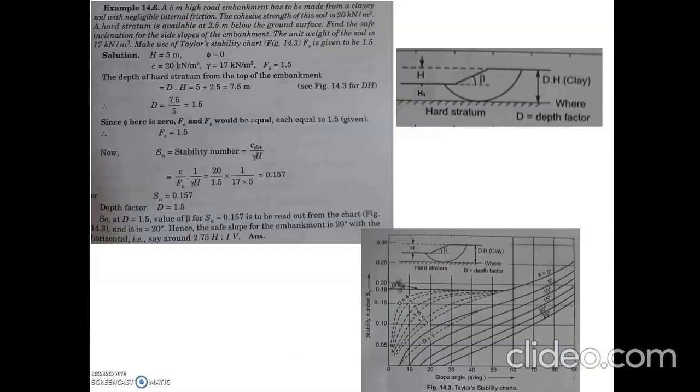A 5-meter high road embankment has to be made from a clayey soil with negligible internal friction. That means phi is equal to 0 and H is equal to 5 meter. The cohesive strength of the soil C is given as 20. A hard stratum is available at a depth of 2.5 meter. So that means the value of H1 is 2.5 meter.